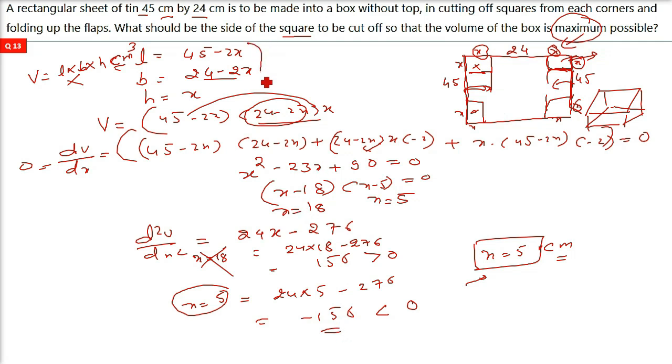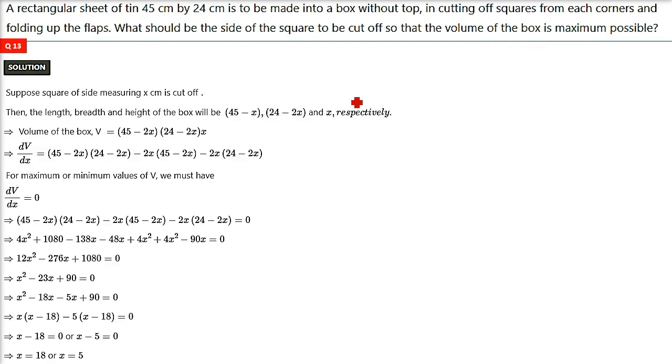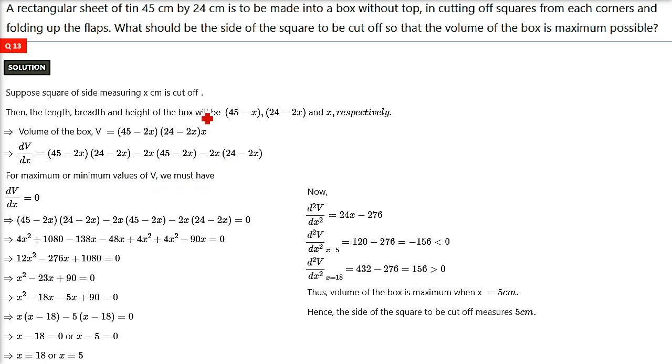When you have x equals 5, length can be 45 minus 5 into 2 and breadth will be 24 minus 2 into 5. So this is the whole scenario. I'm not actually finding the volume because the question is not asking about that. They are only asking about the x.